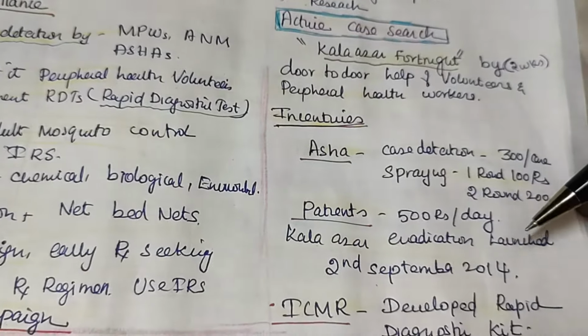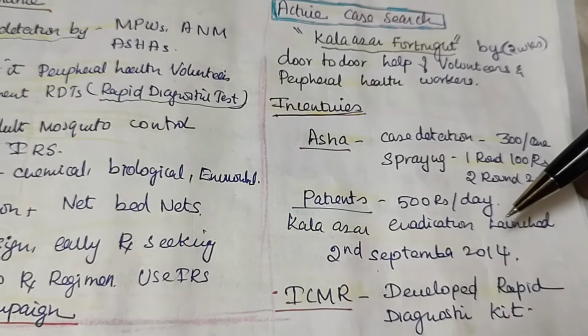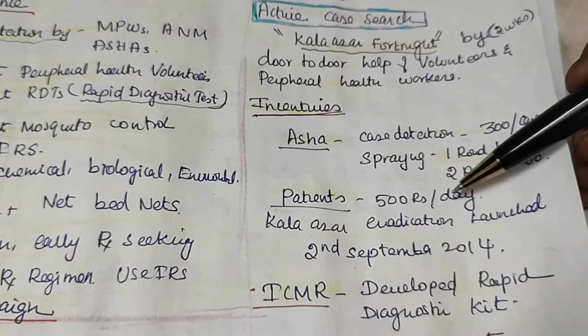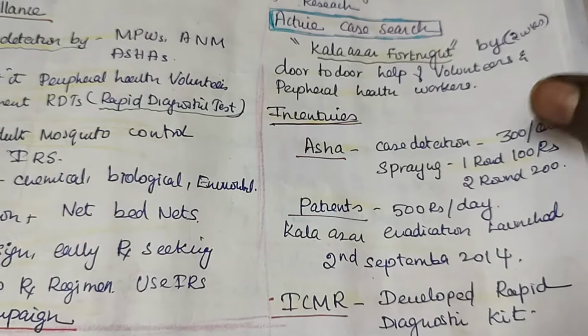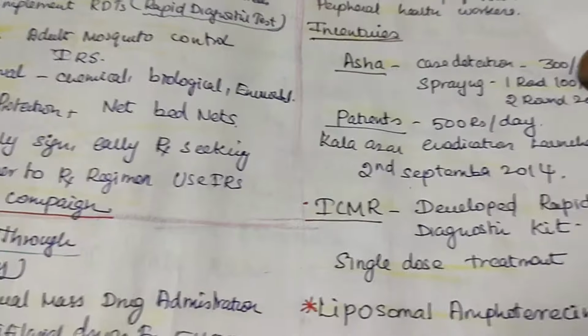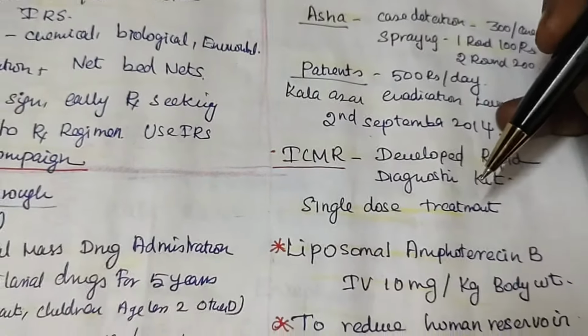So Kala-azar eradication was launched on 2nd September 2014. Until we can eliminate it, they have introduced an incentive program for ASHA workers as well as patients to eradicate it. Who developed the kit? ICMR developed the diagnostic kit. Single dose treatment is also given.